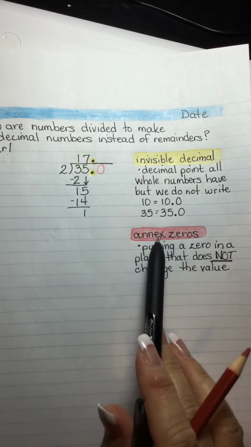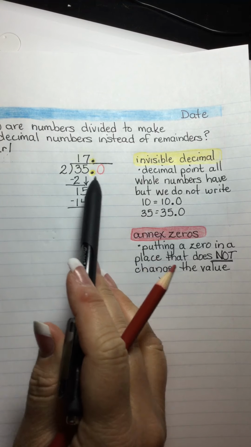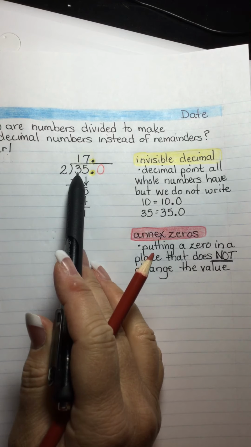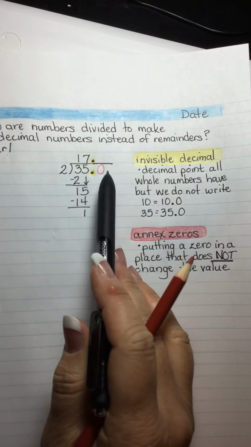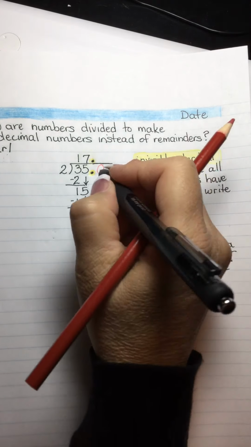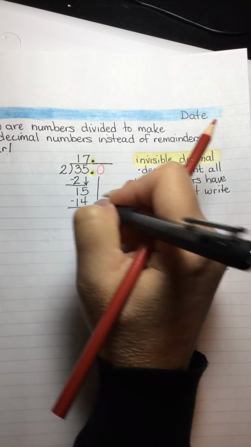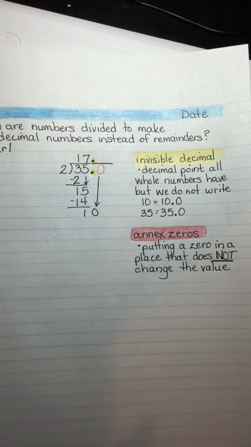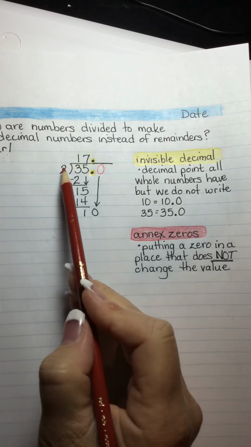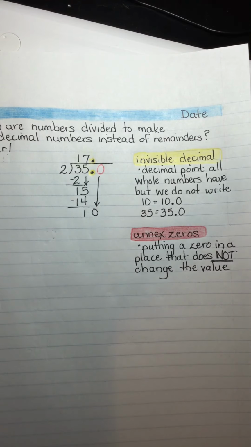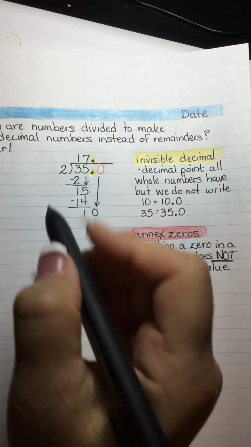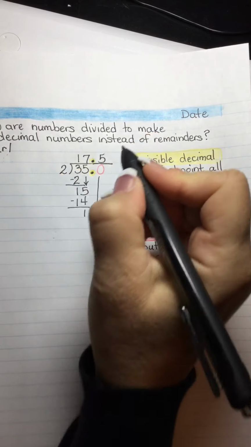So as I'm annexing that zero, I'm sitting here and I'm saying to myself, well, I've used the 3 and I've used the 5. Now that I've annexed that zero, I can bring that down, and now I'm making 10. So now I can ask myself, how many times does 2 go into 10? And 2 times 5 is 10.